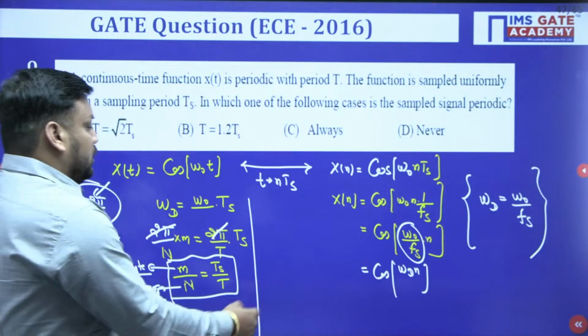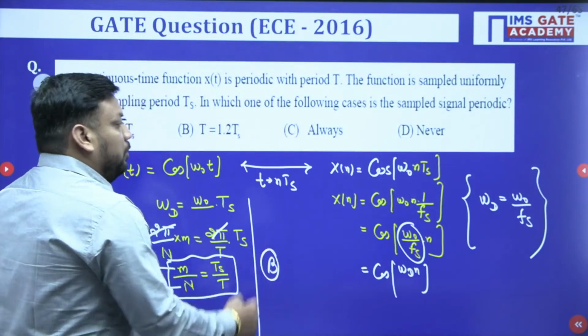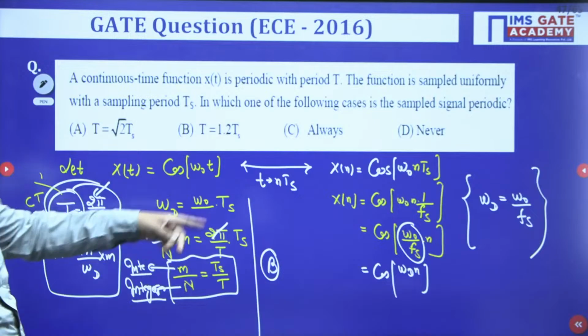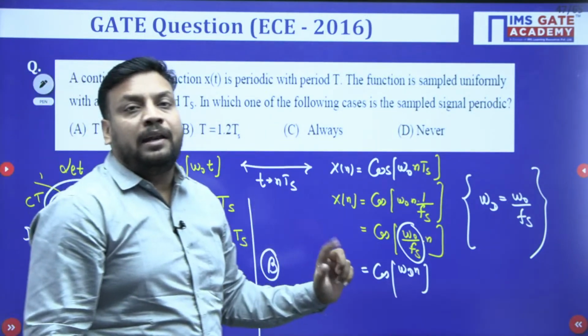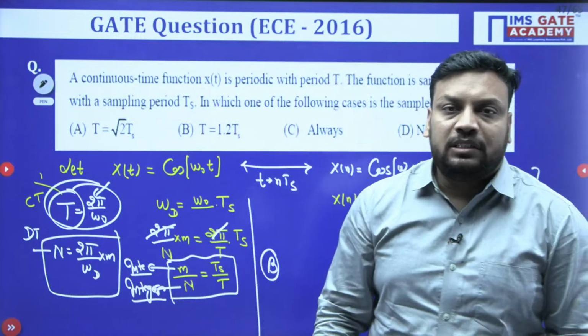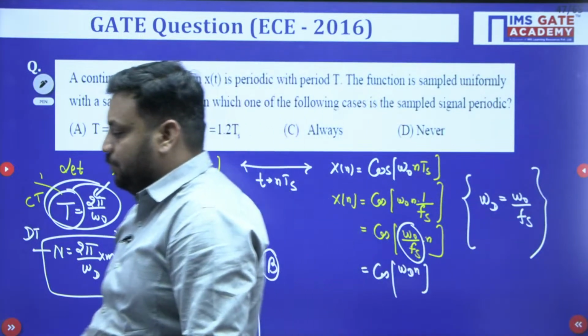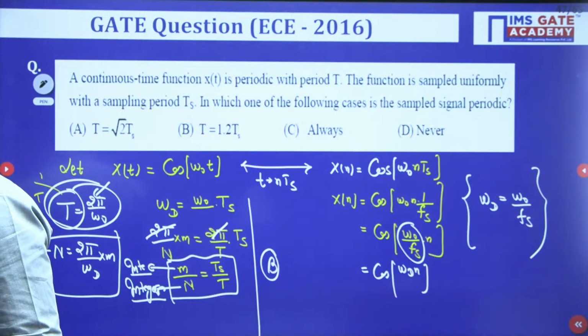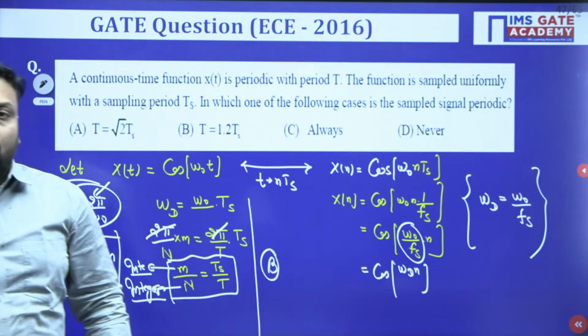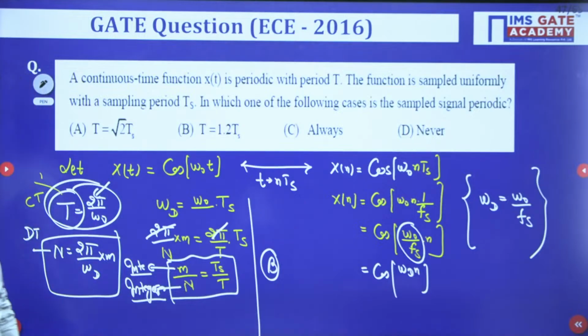It means the correct answer is option B, because it is not always irrational, never. 1.2 means 12 upon 10, which means 6 by 5, so it is a rational number. Are you getting this question? Very good question it is, a conceptual question on the periodicity concept of discrete time signals.